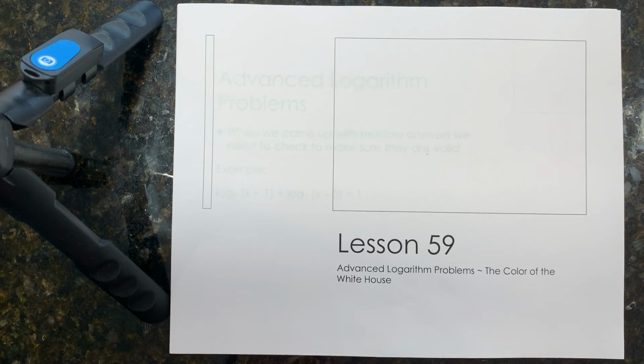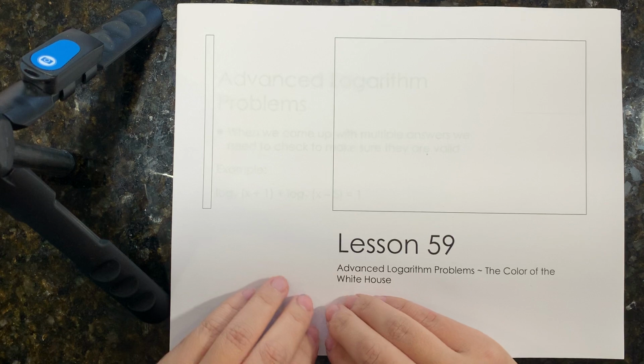Hi everyone, in Algebra 3, this is going to be your new material that's covered in lesson 59. And this is going to be on advanced logarithm problems and then something called the color of the White House.